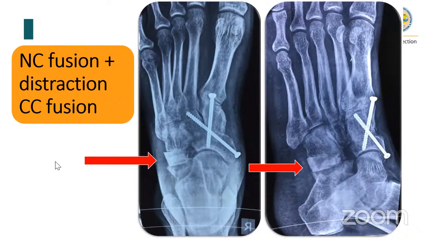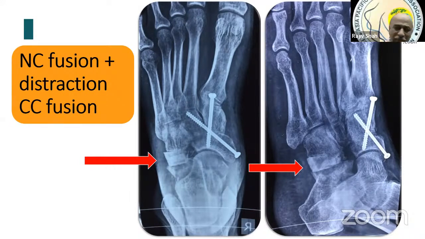Sir, is there any protocol to fix any column first, medial or lateral column first? No. Ideally, the column where you have to put in your graft should be fixed first, because that is the column you want to lengthen. So if it is on the lateral side, which is the case most often than not, you lengthen it first and then go on to the medial side.